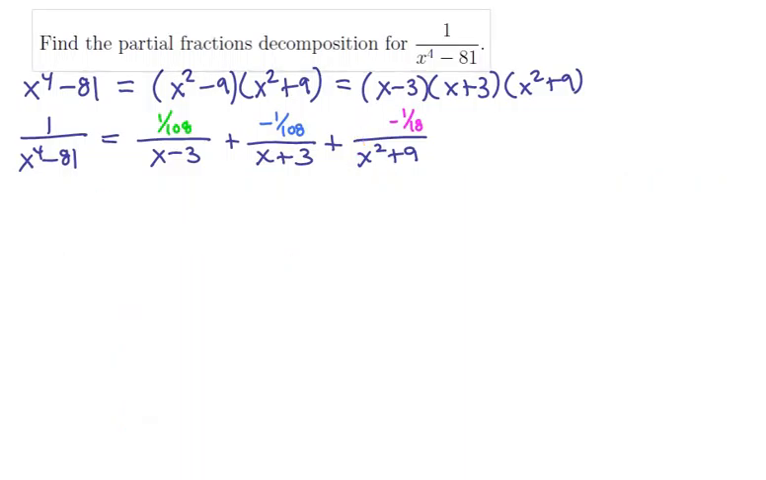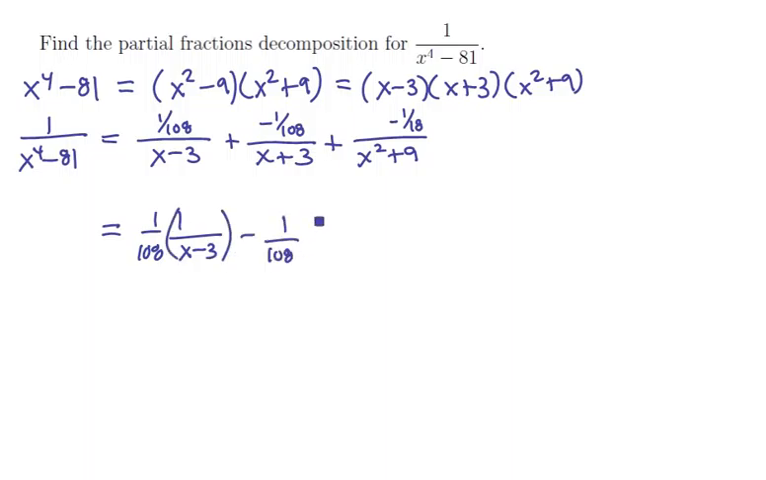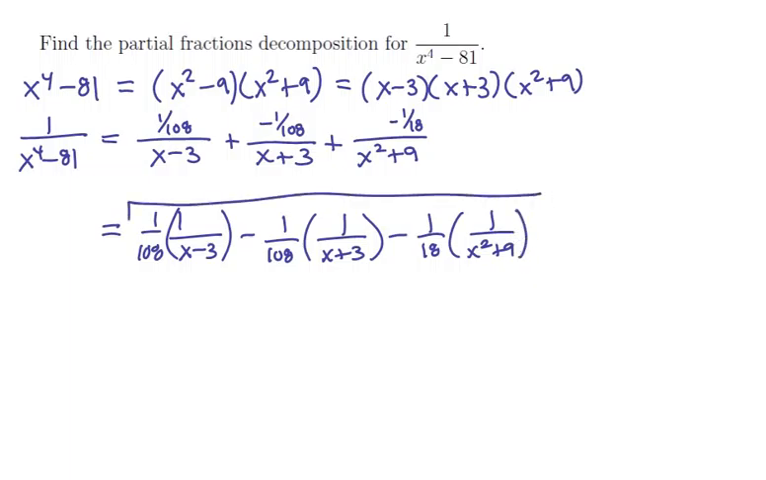And now we have the partial fractions decomposition for this function. We can also write it as 1/108th times 1 over x minus 3 minus 1/108th over x plus 3 minus 1/18th times 1 over x squared plus 9 as an alternate formulation. And this is our answer.